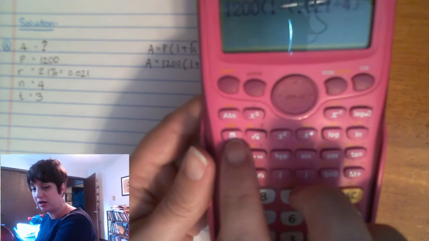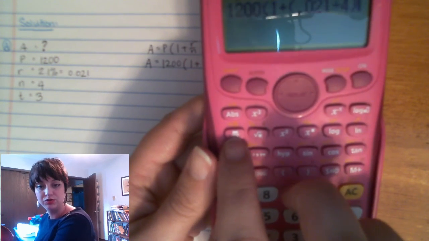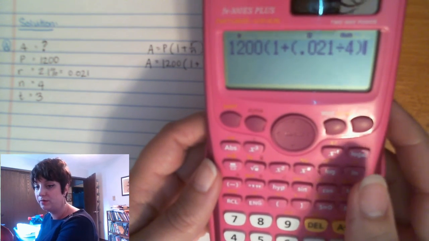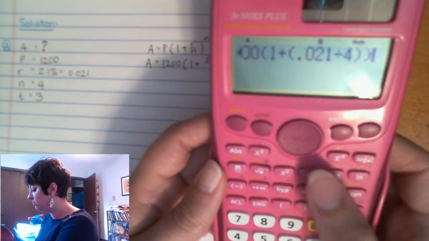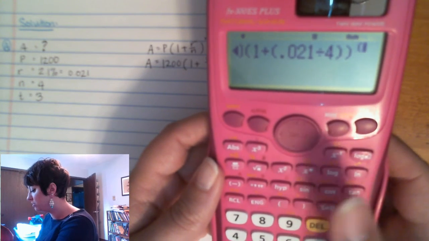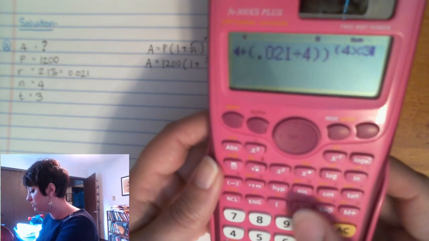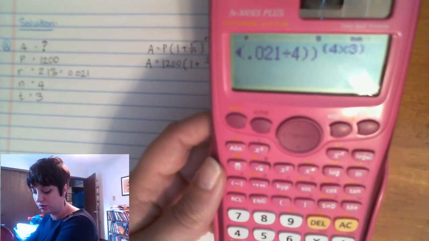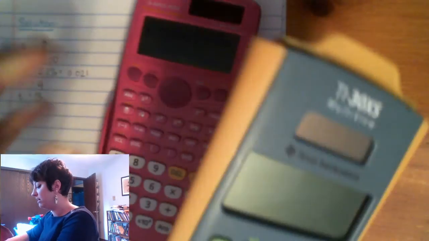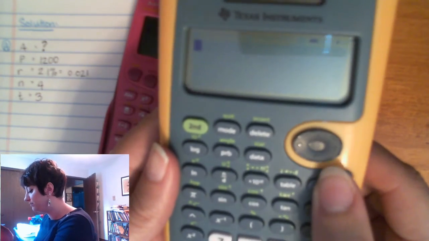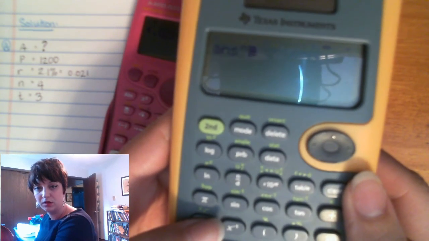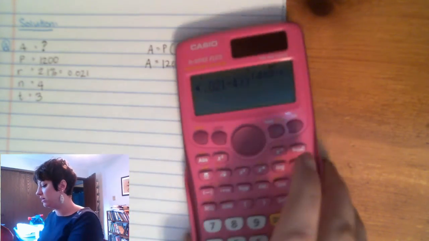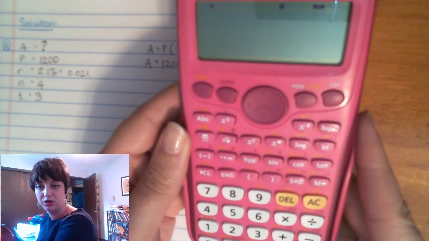On my calculator, I actually do have a fraction button, which I can use. So if you have that, that's okay. If you don't, you'd have to type it like this. Okay, and then that thing raised to the, I'm going to use parentheses again, 4 times 3. If you have this power key like I do, you don't have to put in parentheses. If you have the caret, like this one, you do need to use parentheses. Okay, so I hit enter.